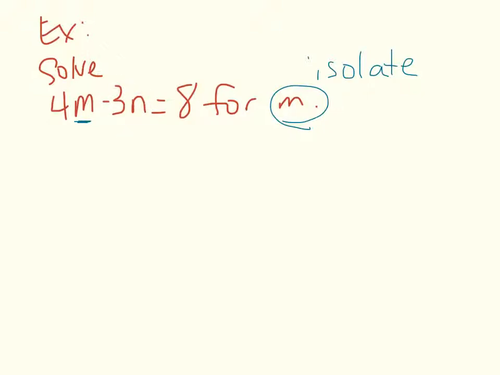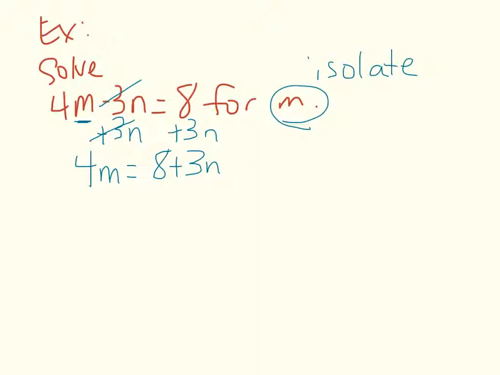Just like if I was actually solving for the variable, the first thing I'm going to do is get rid of this 3n by adding 3n. The 3 and the n are kind of stuck together right now, and that's fine. I'm just going to add it to both sides. That gets rid of it over here, and I have 4m equals 8 plus 3n. There's not really anything I can do with that. They're not like terms, so I can't put them together.